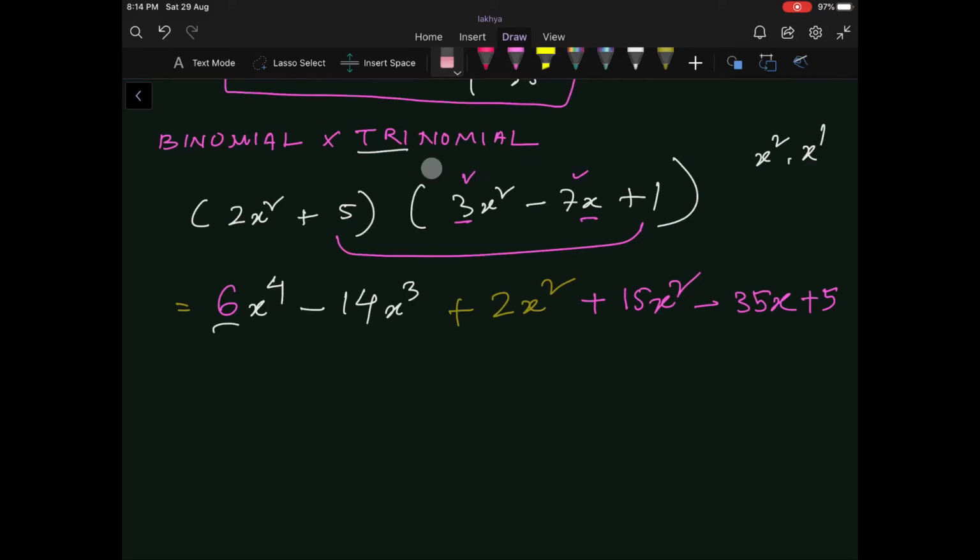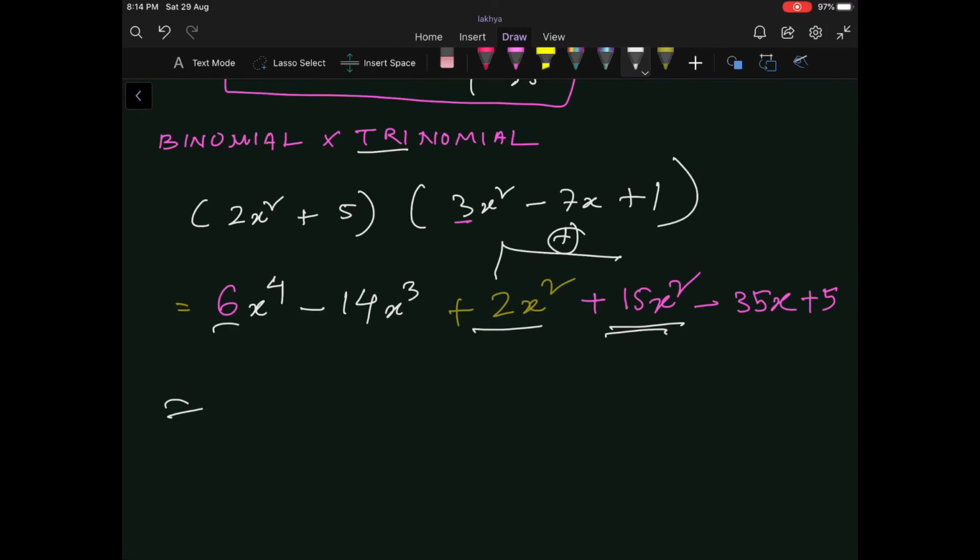Now what to do? We have to check, are there any similar terms or not. If there are more than one similar terms, then you have to add or subtract them depending on the sign before them. So what are the like terms here? This is and this is. So these two are like terms here. 2x square, 15x square, both consist of x square. Here you see both are positive, so you have to add the two numbers.